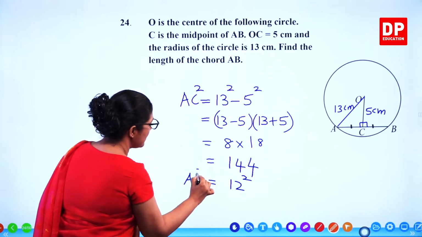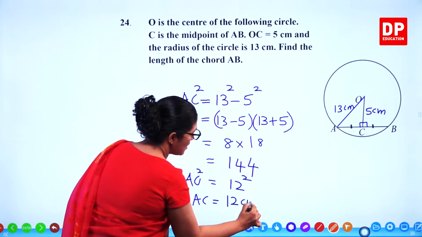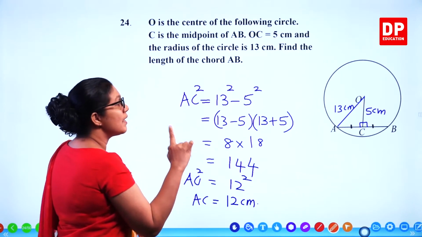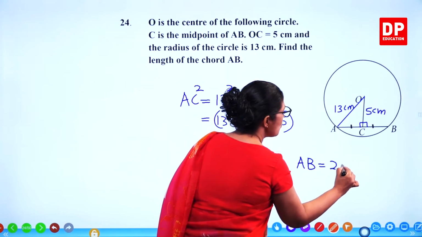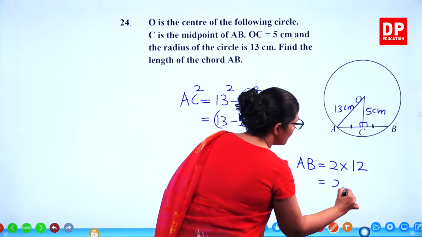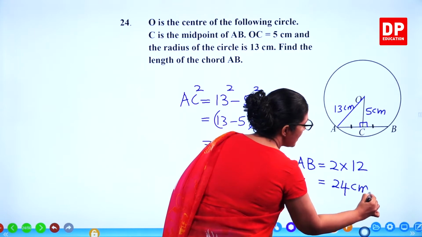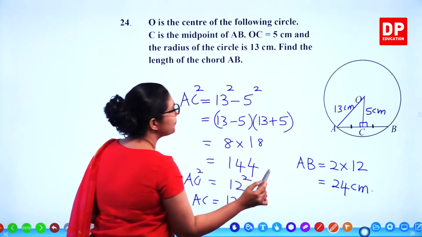So what is AC? AC becomes 12 centimeters. But we need AB. AB is double of that, 2 times 12, 24 centimeters. So you get 2 marks for that.